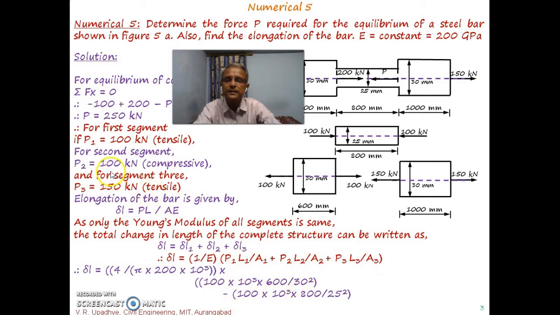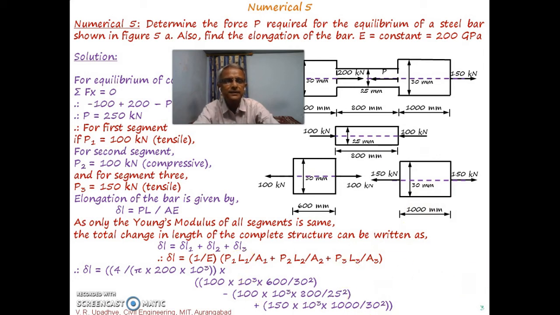P2 is 100 kilonewton, but this is compressive. Earlier P1 is tensile, so if tensile is positive, and P2 is compressive, then we need to write it as negative. So 100 into 10 to the power 3, its length is 800 mm and its diameter is 25, so that will be 25 square. And for the third segment, again it is 150 kilonewton tensile, so it is plus 150 into 10 to the power 3. Its length is 1000 millimeter divided by diameter square, so 30 square.